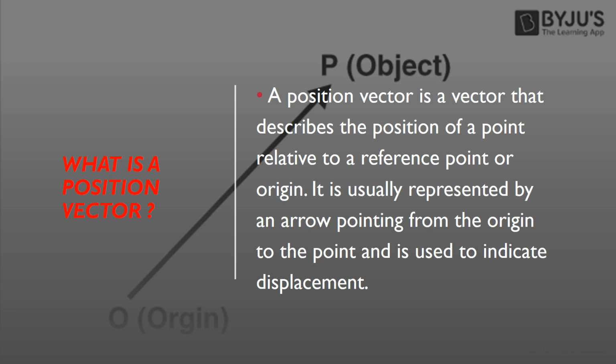What is a position vector? A position vector is a vector that describes the position of a point relative to a reference point or origin. It is usually represented by an arrow pointing from the origin to the point and is used to indicate displacement.